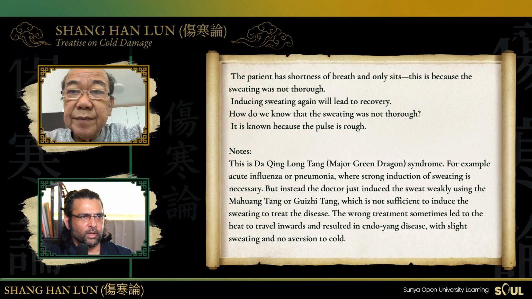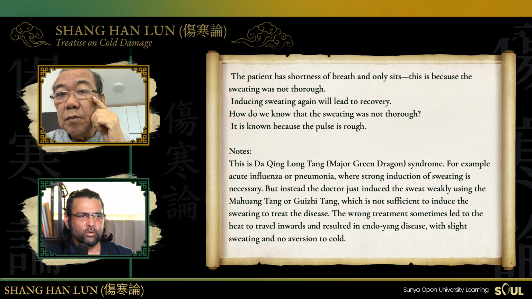Notes, this is the major green dragon syndrome, for example, acute influenza or pneumonia, where strong induction of sweating is necessary. But instead, the doctor just induced the sweat weakly using the Mahuang or Guizhi Tang, which is not sufficient to induce the sweating to treat the disease.